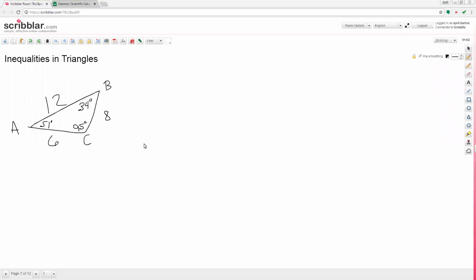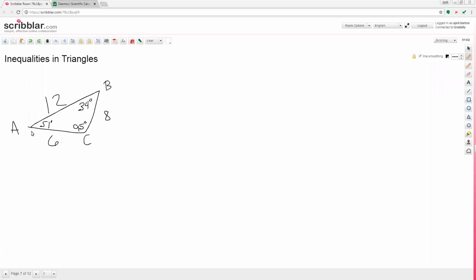So inequalities in triangles, this is a geometry topic. If you're not there yet, you'll probably still have to take geometry. If you're in algebra, you'll have to take geometry in most states. Kind of depends on what you're at and what your transcript is at. But in geometry, one of the things you talk about a lot is triangles. And specifically in this topic, we're going to talk about inequalities in triangles.